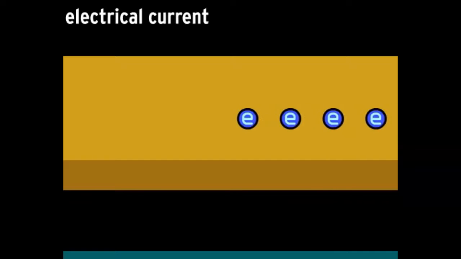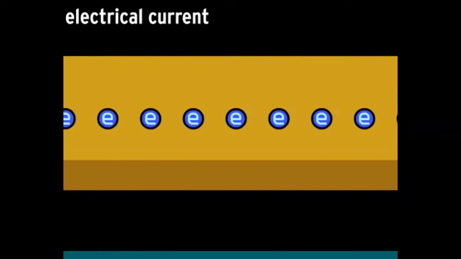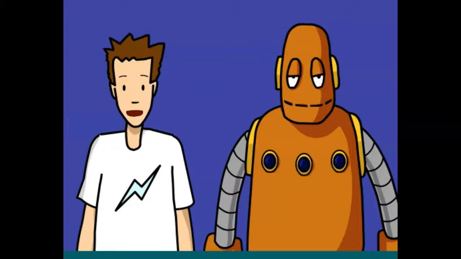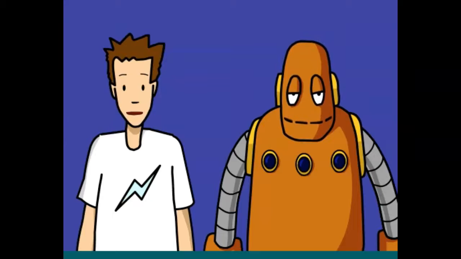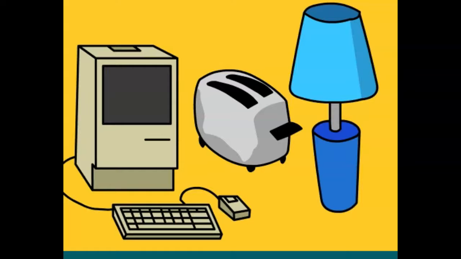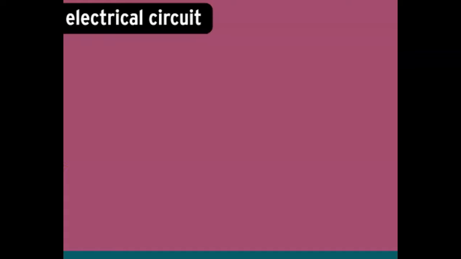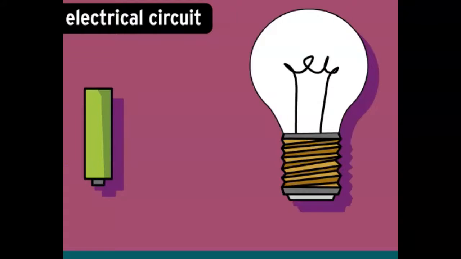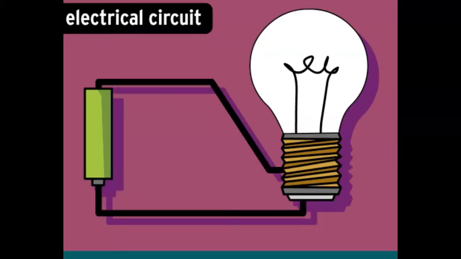Another kind of electricity, electrical current, consists of a flow of electrons through a conductor. The electrical current powers many things in our lives. These appliances all have one thing in common. They all need an electrical circuit to work. An electrical circuit has three parts: an energy source like a battery or a wall socket, an energy receiver like a light bulb, and an energy pathway like a wire. Electricity flows through the circuit, delivering energy to the light bulb.